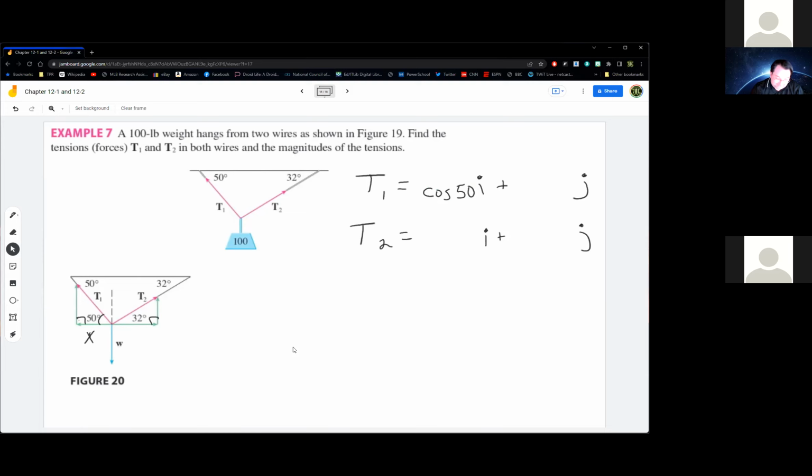It looks negative to me. Yes, it is going to the negative side. So we're going to make this cosine or negative cosine of 50. I'm missing something.